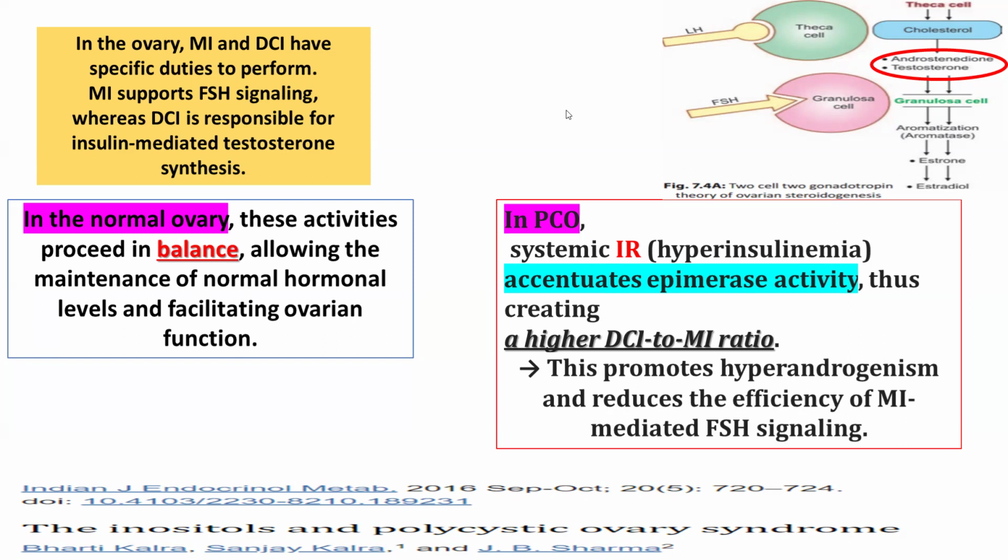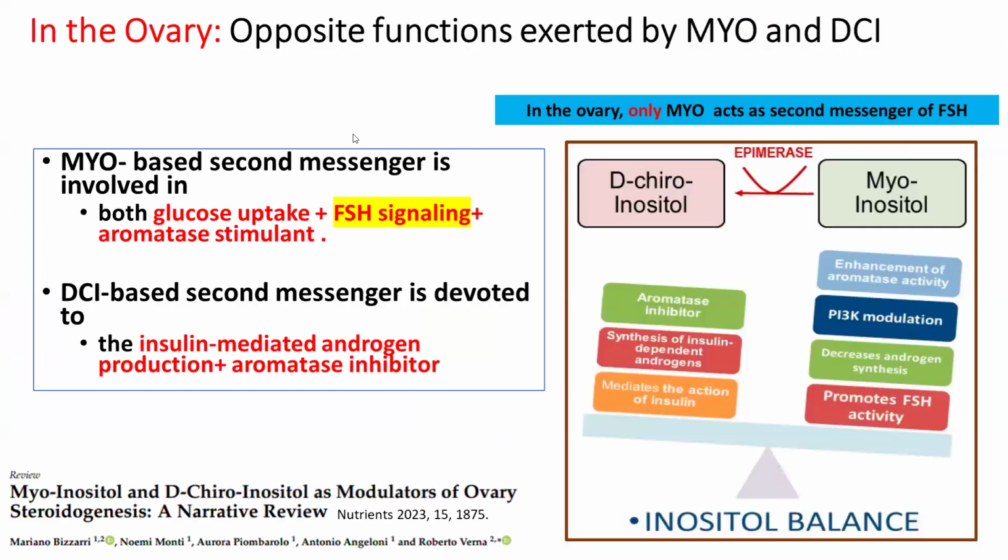Why accentuated? Due to systemic insulin resistance and hyperinsulinemia, it will be 4 times more than normal. So there will be a high D-chiro to myo-inositol ratio, and this promotes excessive androgen and minimal estrogen production. So it is very serious in the ovary to know this fact. We have 2 opposite functions exerted by the myo and the chiro in the ovary. Only the myo acts as a secondary messenger for FSH.